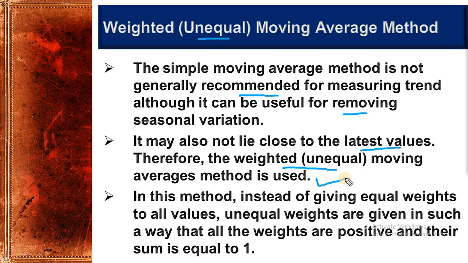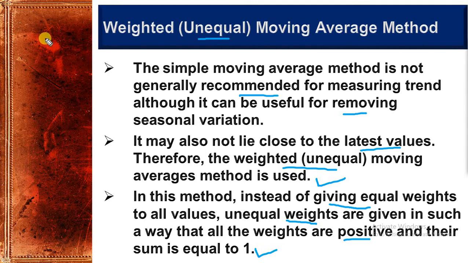So what do we do in the weighted or unequal moving average method? Here, instead of giving equal weights to each observation given in the problem, we will give unequal weights. That's the difference between the simple moving average method and the unequal moving average method. And finally, the weights must sum to 1. When you sum all the weights, it must be equal to 1.